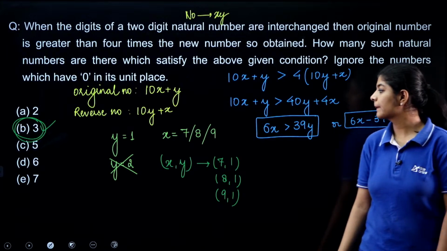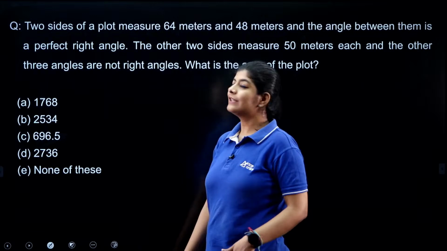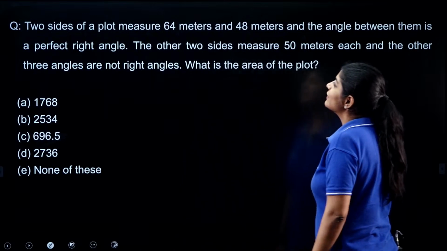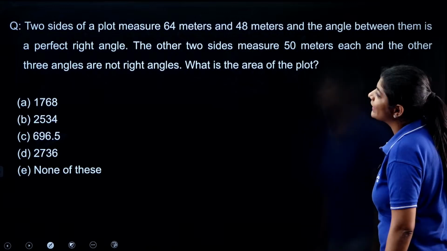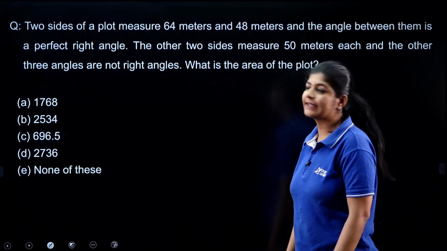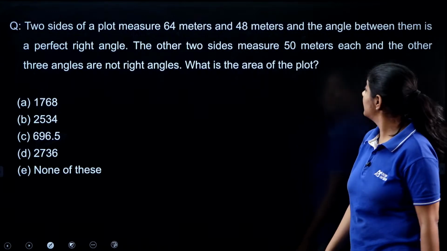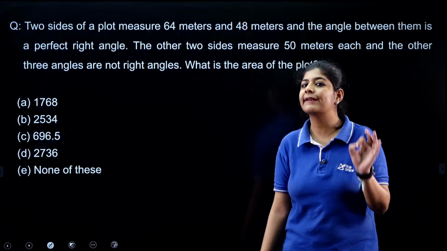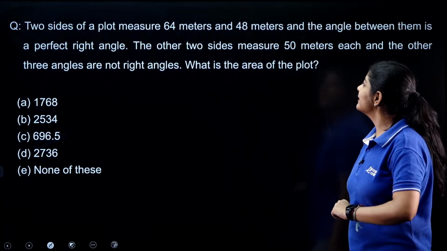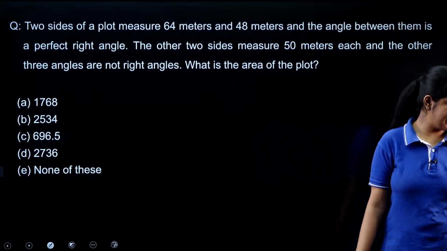Next. The next question says that two sides of a plot measure 64 meters and 48 meters, and the angle between them is a perfect right angle. The other two sides measure 50 meters each and the other 3 angles are not right angles. What is the area of the plot? What we have to do is find out the area of the plot.